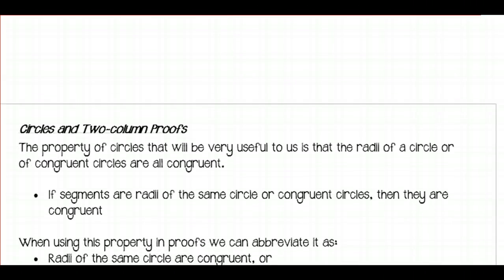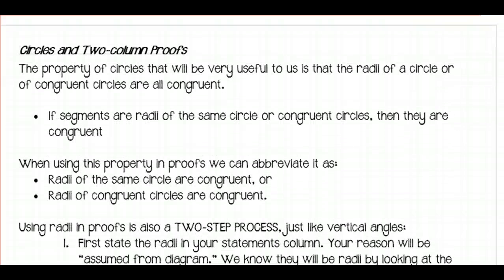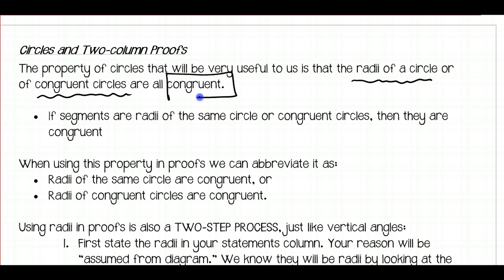Moving on to circles and two-column proofs. So the property of circles that's really going to be useful for us is that the radii of a circle or radii of congruent circles are congruent. Okay, all radii of a circle are congruent, all radii of congruent circles are congruent. So if segments are radii of the same circle or congruent circles, so pick whichever one is appropriate for the problem.